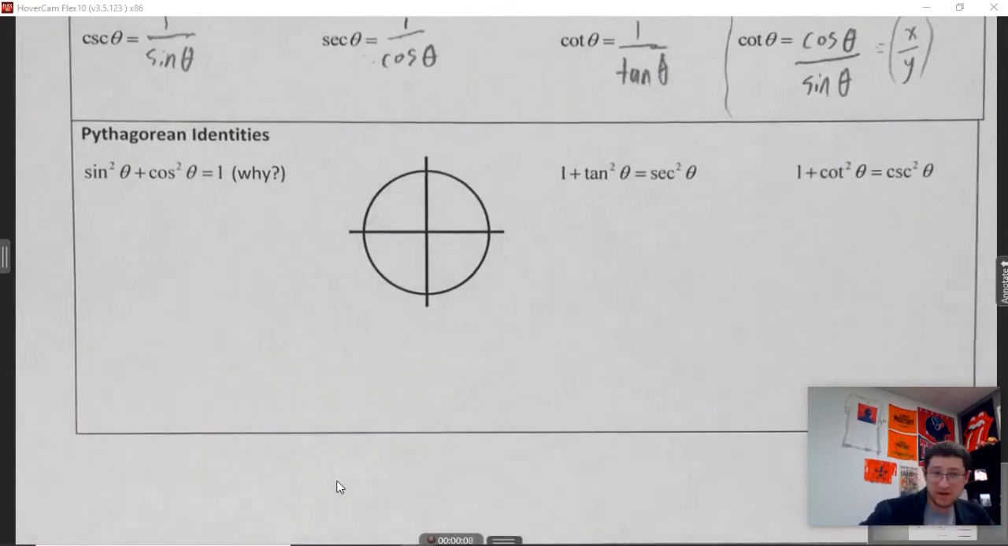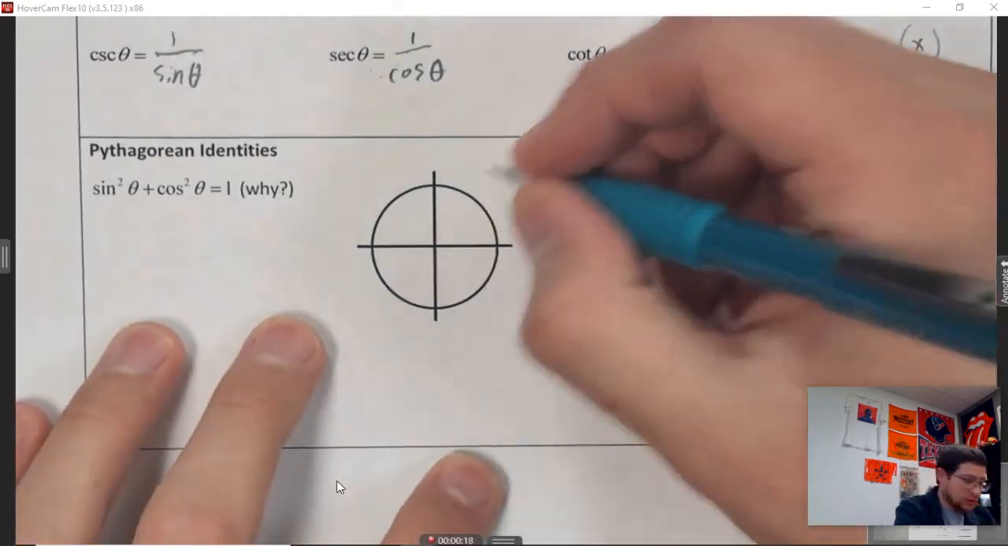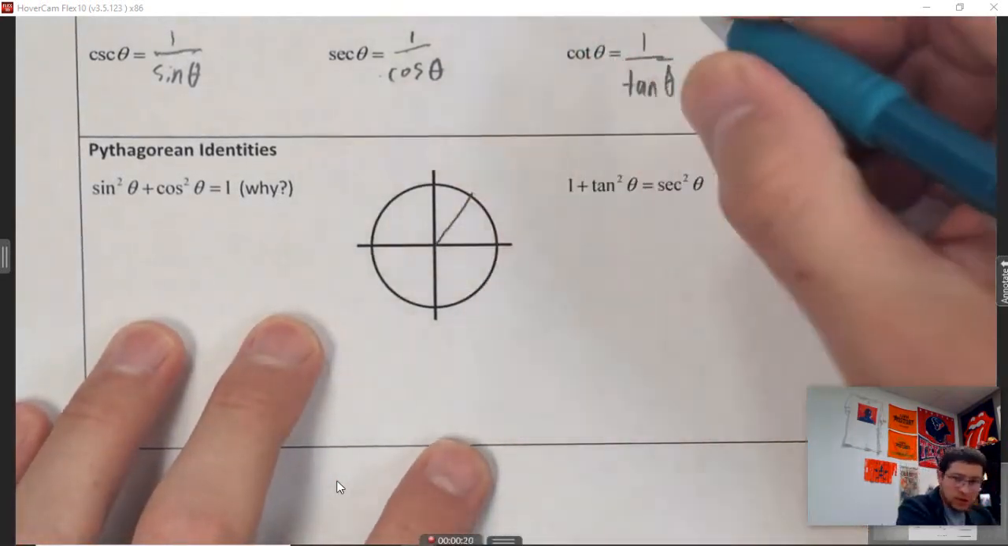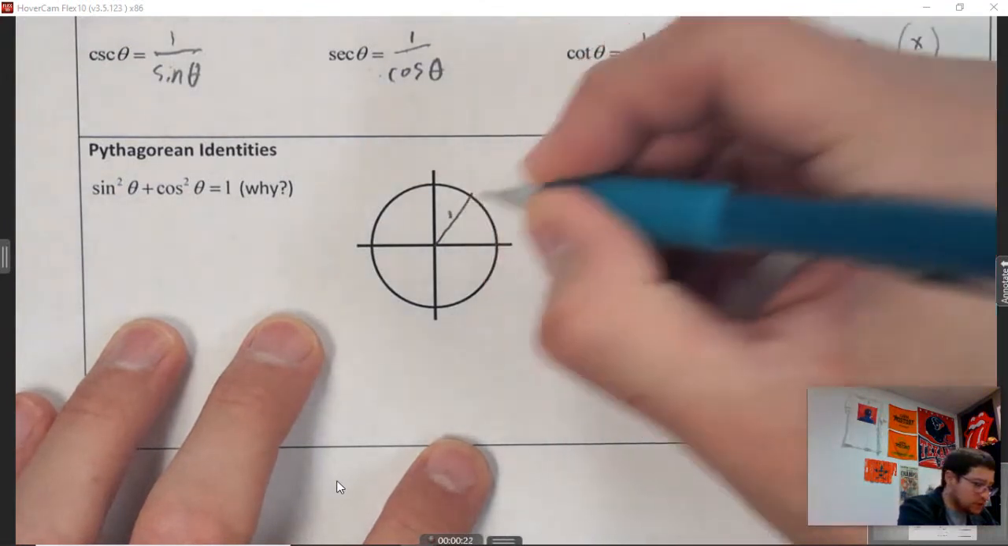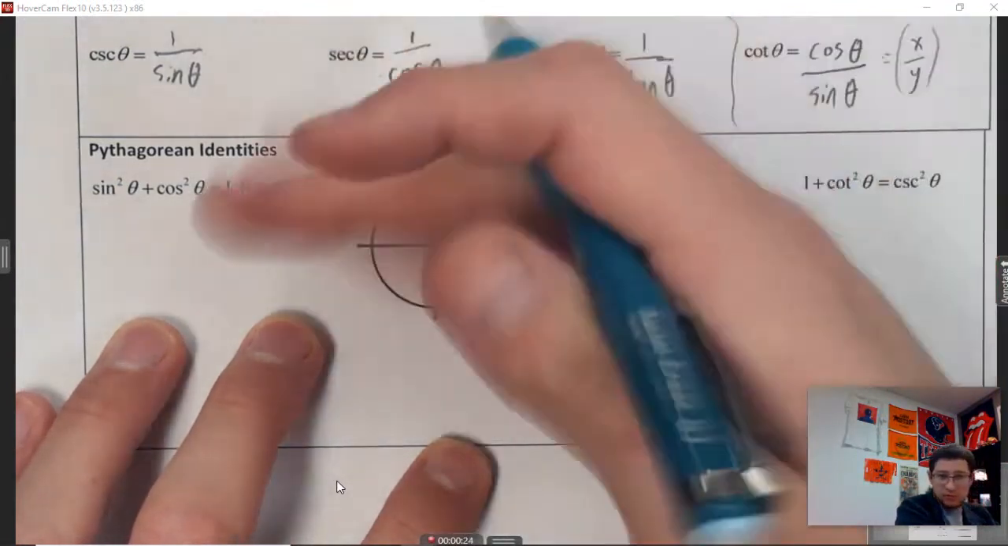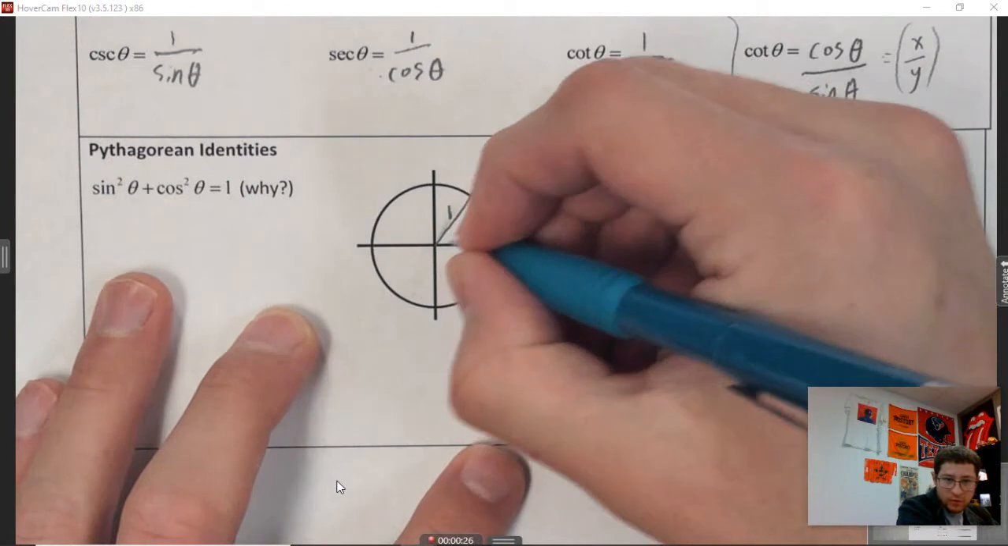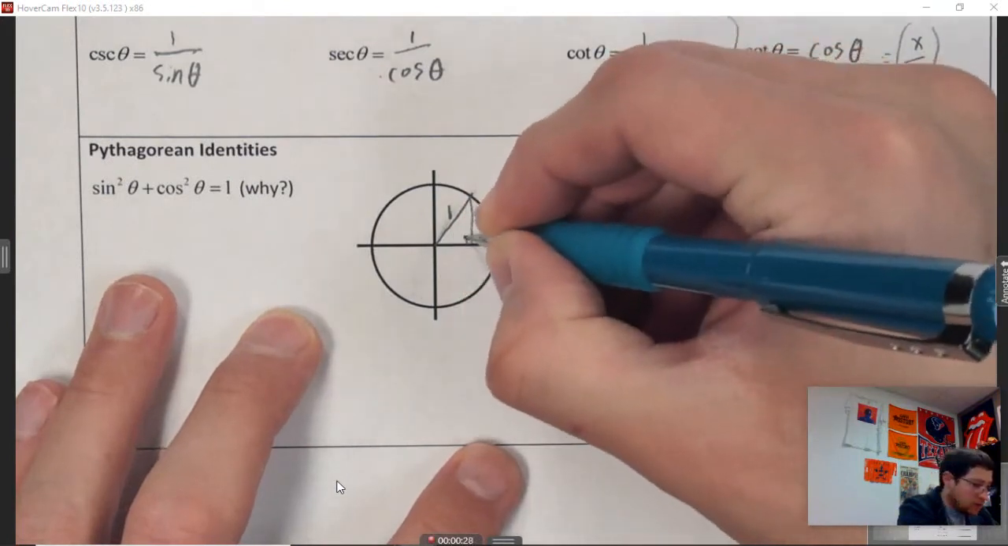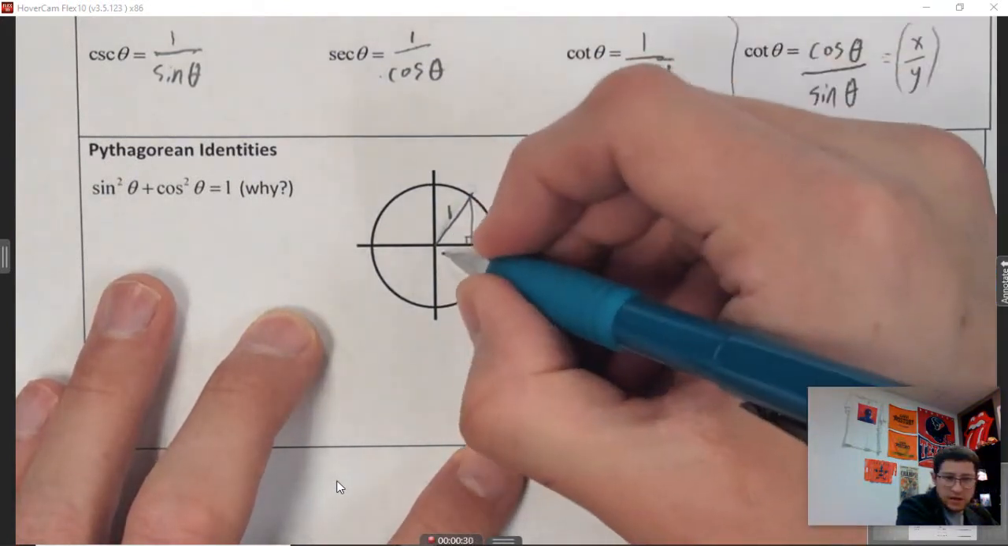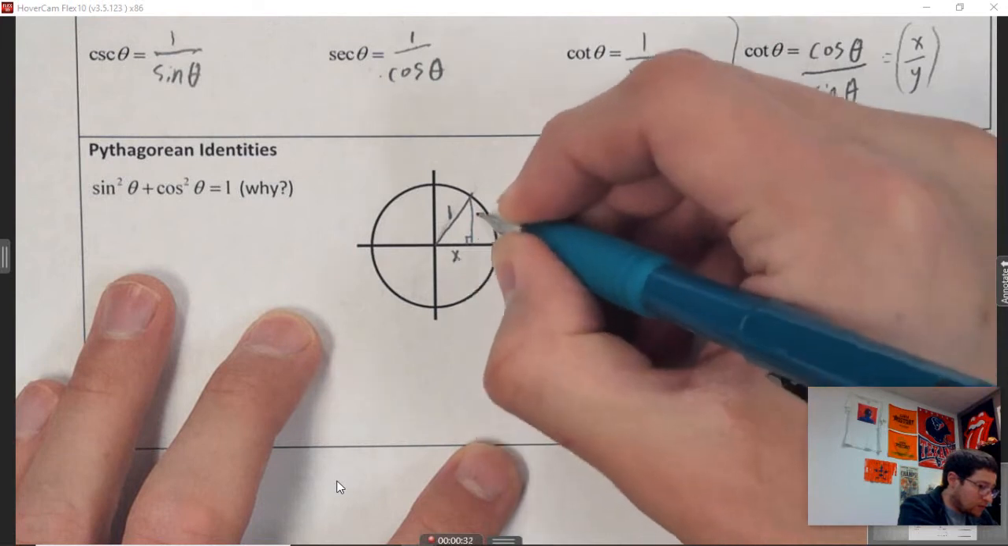Okay, Pythagorean identities. Now, I want you to think about the Pythagorean theorem, right? This is a squared plus b squared equals c squared. But I also want you to think about the unit circle. Let's just draw a little piece. The unit circle, all your radii are 1, and we've got a right triangle here. And then we have x here, and then we have y here.